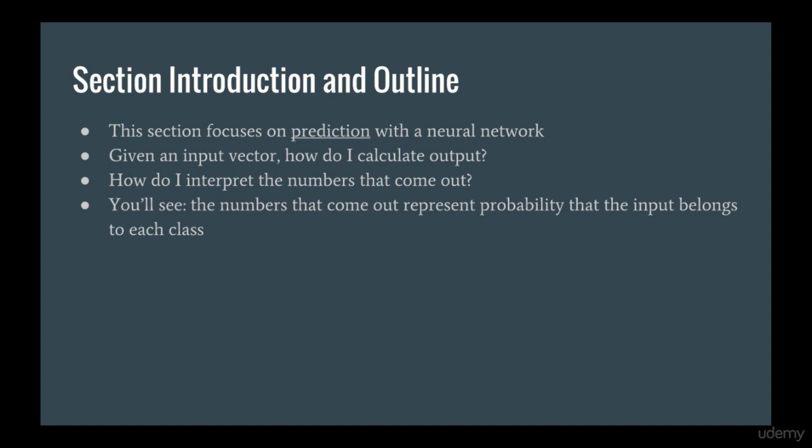This section focuses on how to do prediction in a neural network. Or in other words, given an input vector, how do I calculate the output vector, and how do I interpret the numbers that come out? As you'll see, the numbers that come out of a neural network represent the probability that the input belongs to each class.